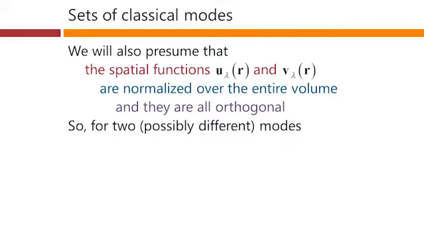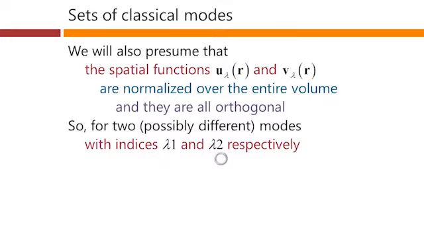So, for two possibly different modes, with indices for these modes, lambda 1 and lambda 2 respectively, then we would find that these two functions for the different modes are orthogonal. That is, the result of this integral would be 0. On the other hand, if these were actually the same mode, the result of this integral would be 1. So this we would write as a Kronecker delta.